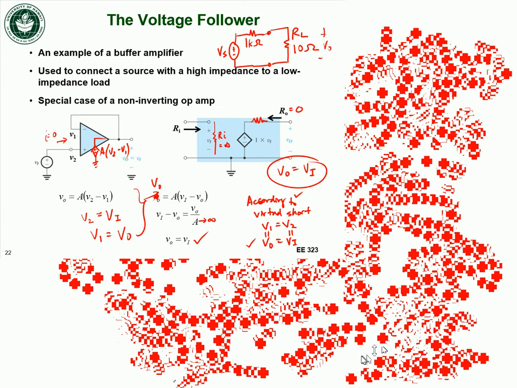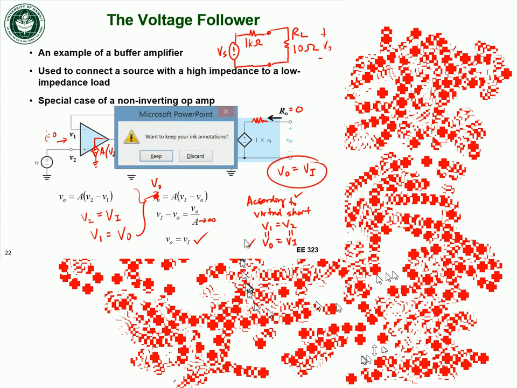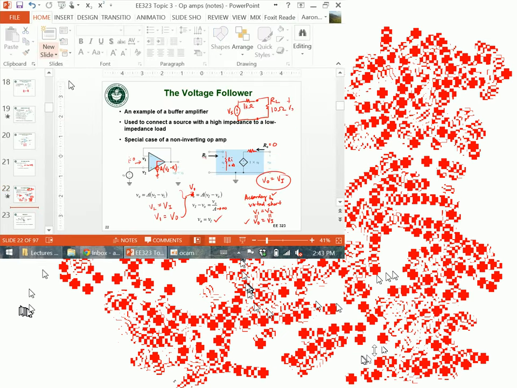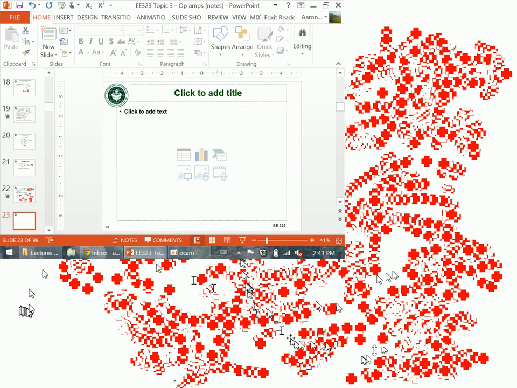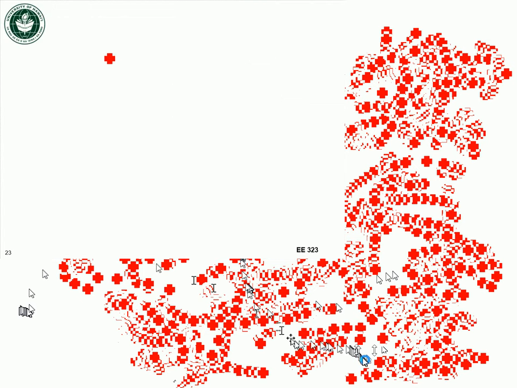Okay, so let's talk about how to implement a buffer amplifier. Let me make a blank slide so I can draw stuff. Okay, so let's go back to that conceptual example. Okay, so I have, what did I say it was? 1 kilo ohm. Okay, this represents my source. That's my power supply or function generator, whatever signal I want to amplify.